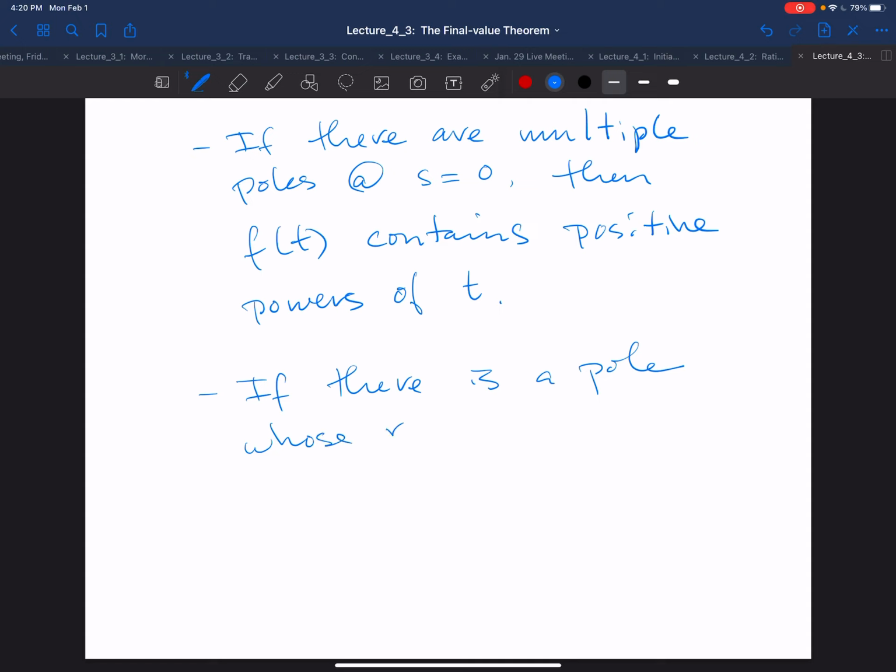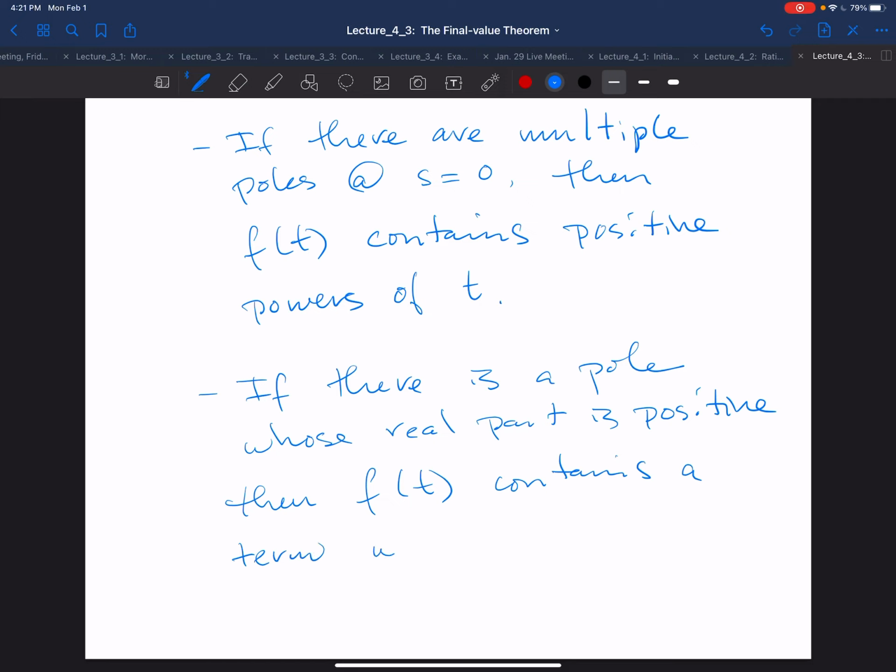And if there's a pole whose real part is positive, then you know that there is a term in f of t, which you can see by considering partial fractions decomposition, that is going to have a factor that is a growing exponential. Let's just say f of t contains a term whose absolute value grows exponentially with t.